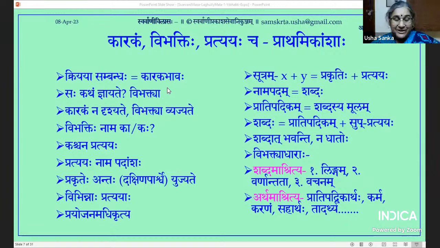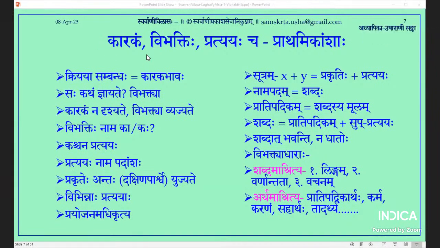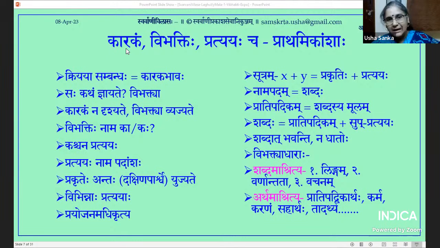This is too difficult for me to explain everything on the slide. It's very difficult, but still I'll try. So let us try to understand some more concepts related to Karaka, Vibhakti and Pratyaya. What is a Karaka? I will tell here.